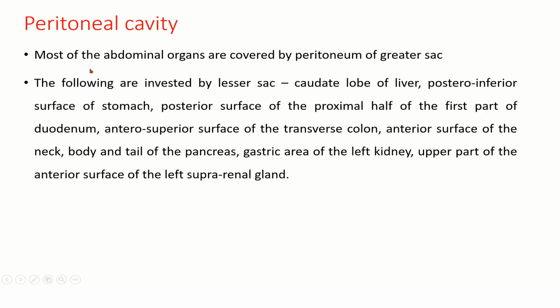In the peritoneal cavity, most of the abdominal organs are covered by the peritoneum of the greater sac. Only the following are invested by the peritoneum of the lesser sac: the caudate lobe of the liver, the posterior inferior surface of the stomach, the posterior surface of the proximal half of the first part of the duodenum, the anterior superior surface of the transverse colon, the anterior surface of the neck, body and tail of the pancreas, the gastric area of the left kidney, and the upper part of the anterior surface of the left suprarenal gland.